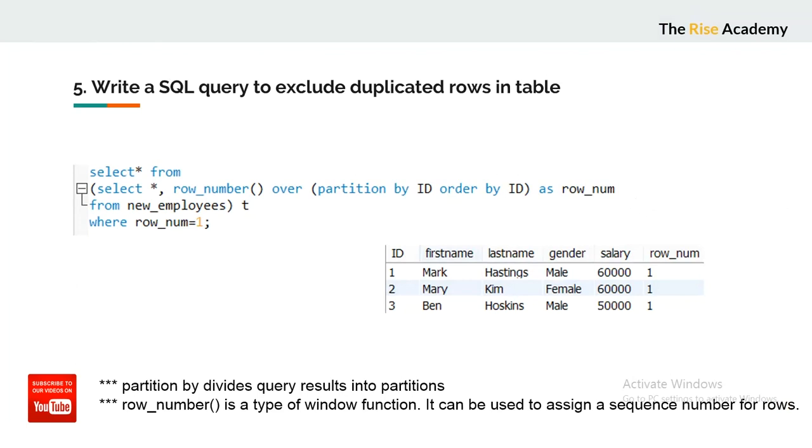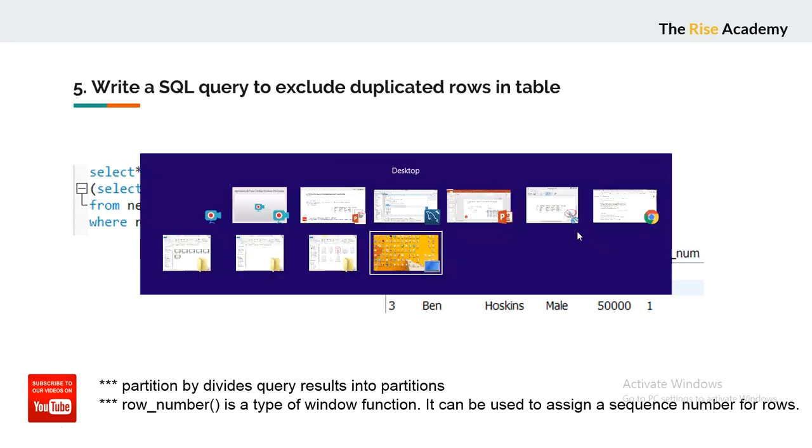The last question is how to write a SQL query to exclude those duplicated rows in a table. In this problem, I apply the partition by to divide query results into partitions. And I also apply the row number function, which is a type of window function, to assign a sequential number to rows. Let's see how it works.